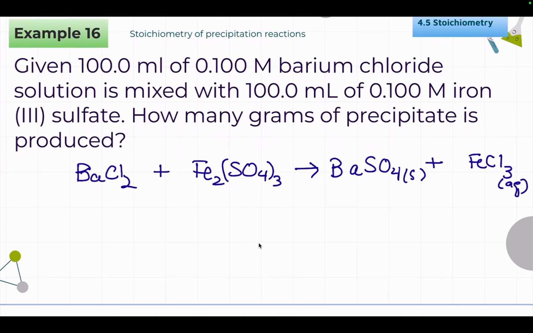So chlorides are soluble, except for when they're with lead, mercury, or silver. So we know the iron(III) chloride is aqueous. Sulfates are insoluble with calcium, strontium, and barium. So these are also aqueous. We're not doing a complete or net ionic equation here, but it's good to know. So then I would definitely want to balance this.